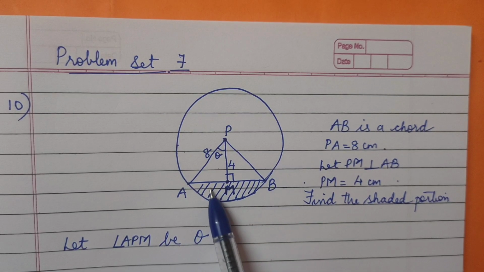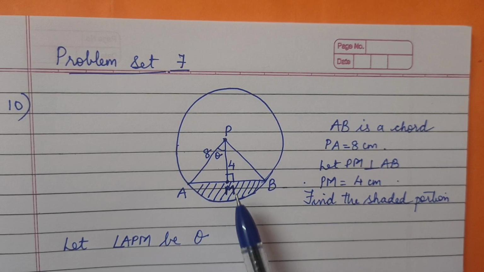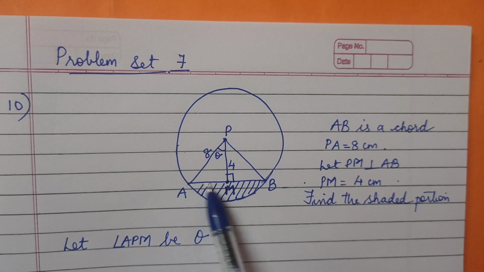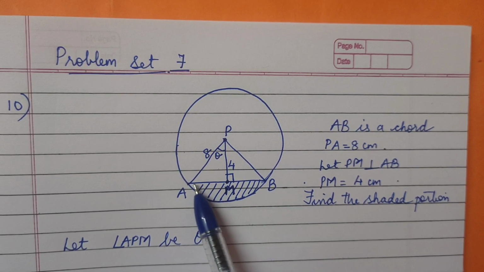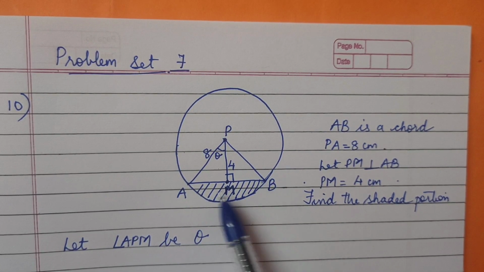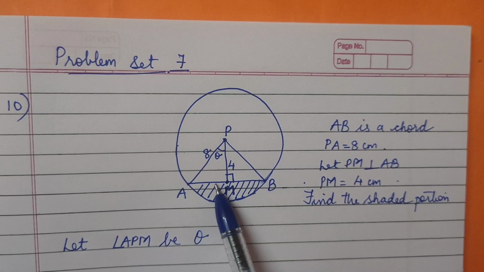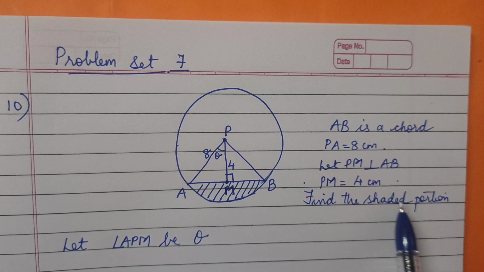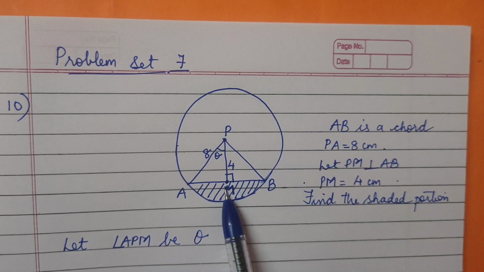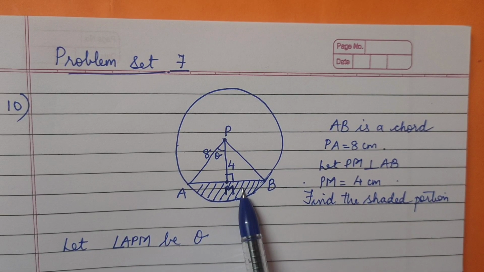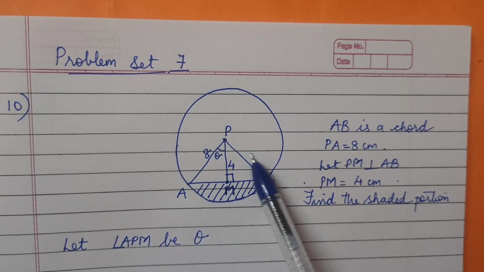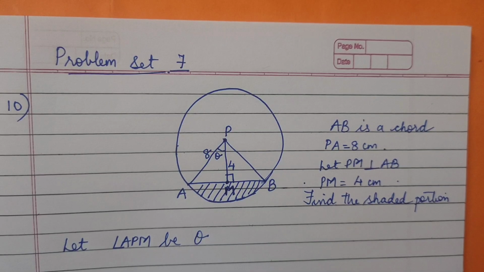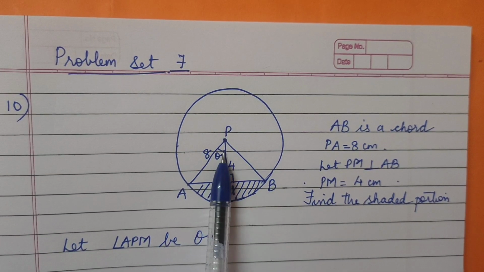As soon as you see this shaded portion, remember what do we say this part as? Yes. What do we learn? This chord AB and this arc. The region which is enclosed by the chord and the arc is said to be a segment. So this means the shaded portion is nothing but the segment. What is the area of a segment? Area of a segment equals area of the whole sector minus area of the triangle. So we need to find the area of a sector.